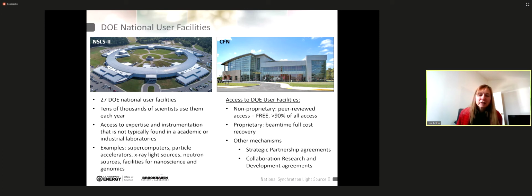And so they're not just synchrotrons. These user facilities can be supercomputers, particle accelerators, the light sources, of course, neutron sources, nanocenters. There's a genomic center, etc. And so if you have a need for techniques that you don't necessarily have in your laboratory or access to, you can find a lot of these and the expertise to help you do those experiments at the synchrotron.